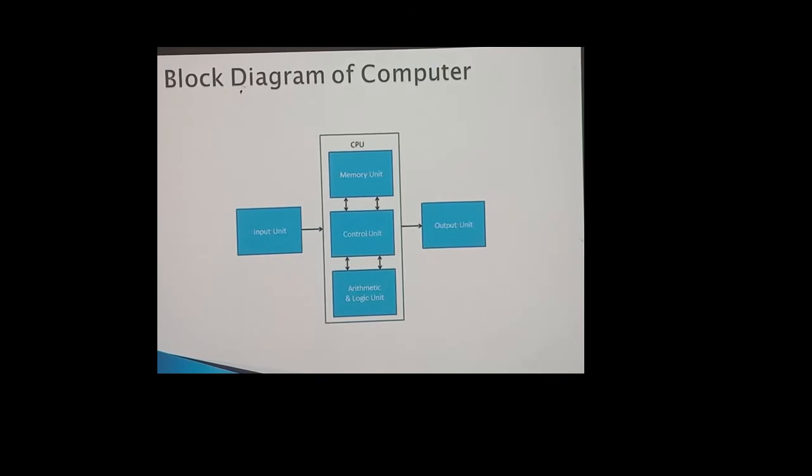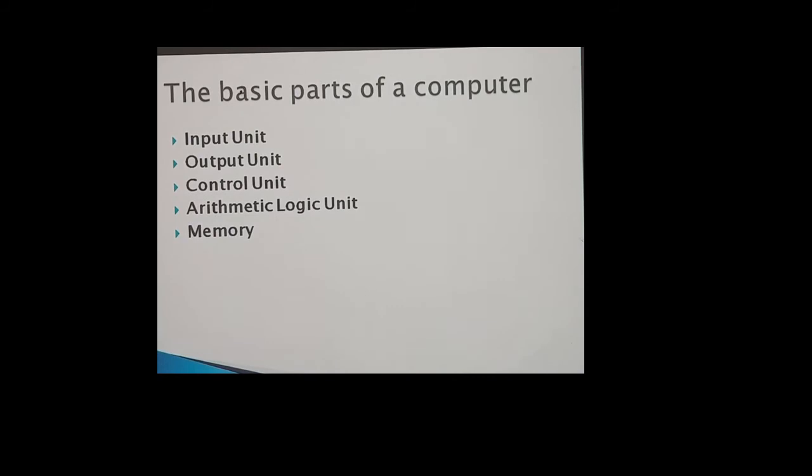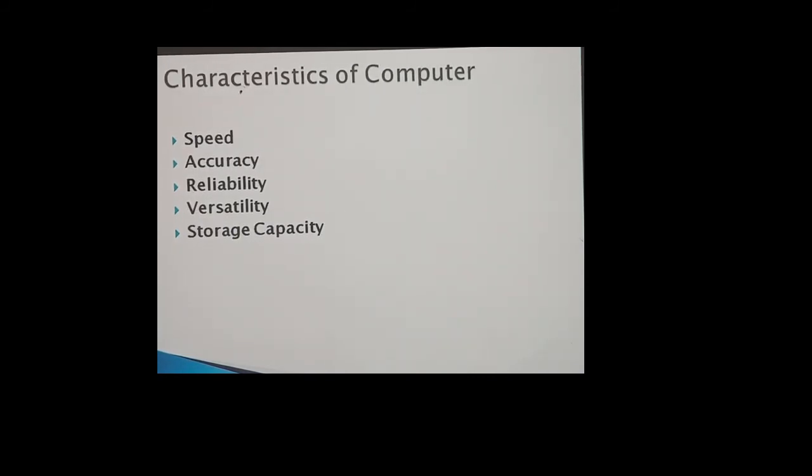Okay, we will see the characteristics of a computer. Which are the basic characteristics? The characteristics are speed, accuracy, reliability and versatility. First of all, speed. Typically a computer can carry out 3 to 4 million instructions per second.